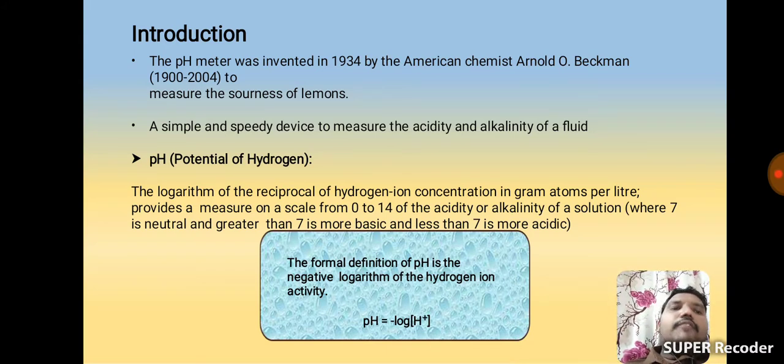The formal definition of pH is the negative logarithm of the hydrogen ion activity. See the formula of pH. pH equals minus log [H+]. That means the negative logarithm of H+ ion concentration is known as pH.